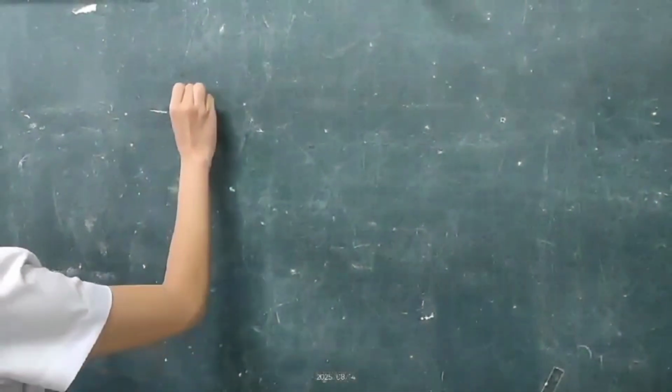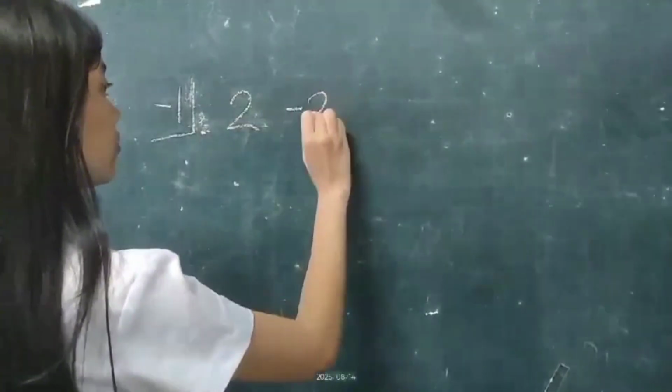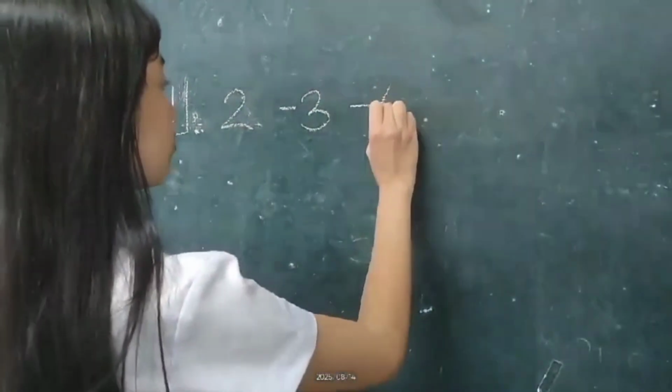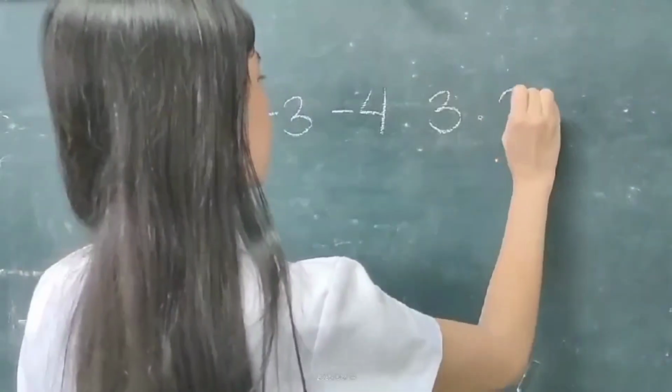I'm going to test the possible roots. First is to write the root of the divisor, which is negative 1, and the coefficients of the dividend, which are positive 2, negative 3, negative 4, positive 3, and positive 2.